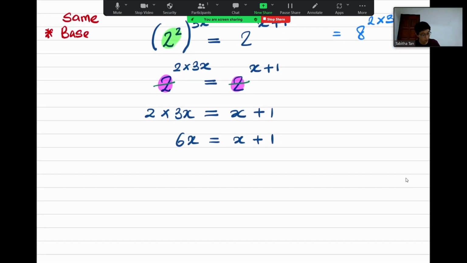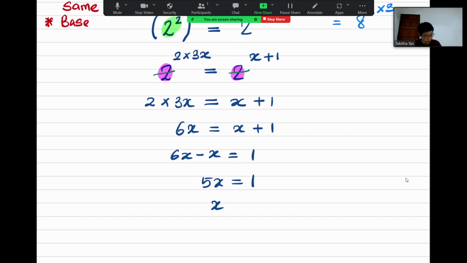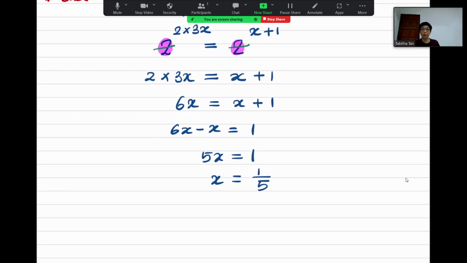Yes, you're going to minus x on both sides in order for us to get 6x minus x over here. Then here you have only 1. So you're going to have 5x equals 1. Divide 5 on both sides, and here we were only left with x, and here we got 1 over 5. Okay, so that's the final answer.